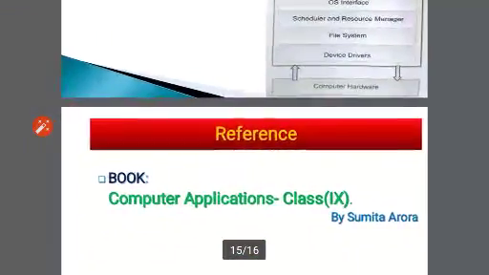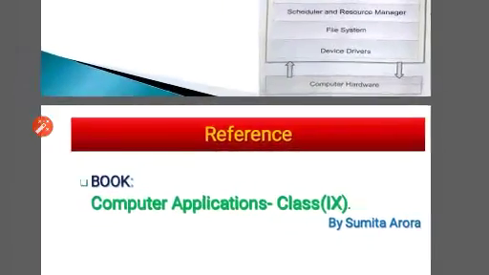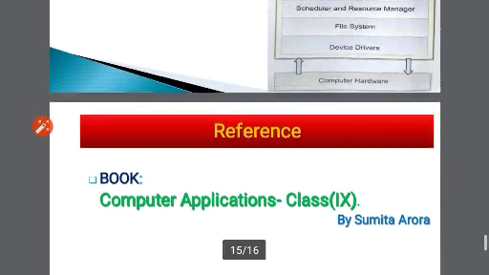Now you can refer to the Sumita Arora book of class 9 of computer applications.